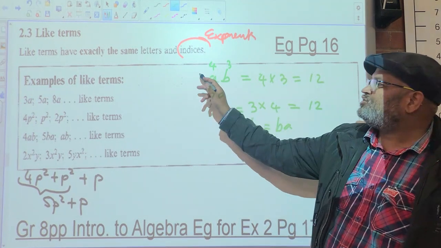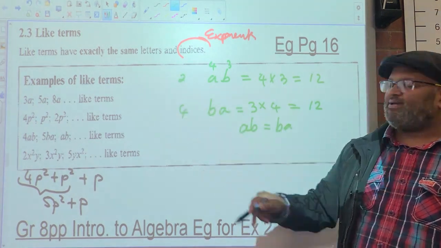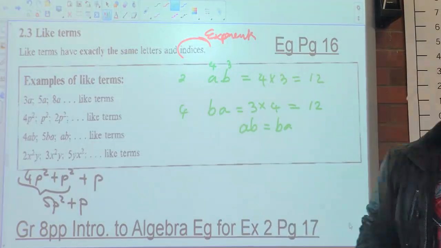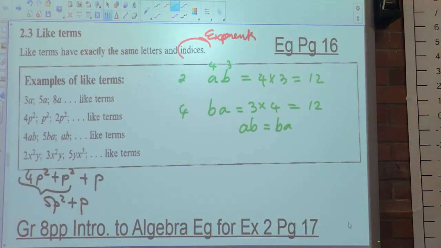So what is 2AB plus 4BA? 6AB. It doesn't matter. It can be 6AB or 6BA.